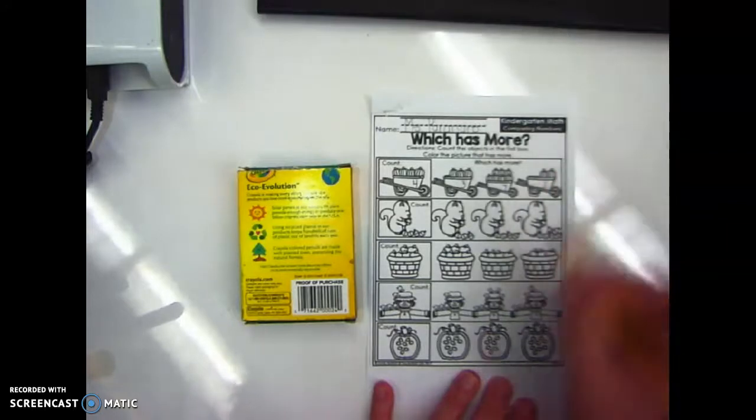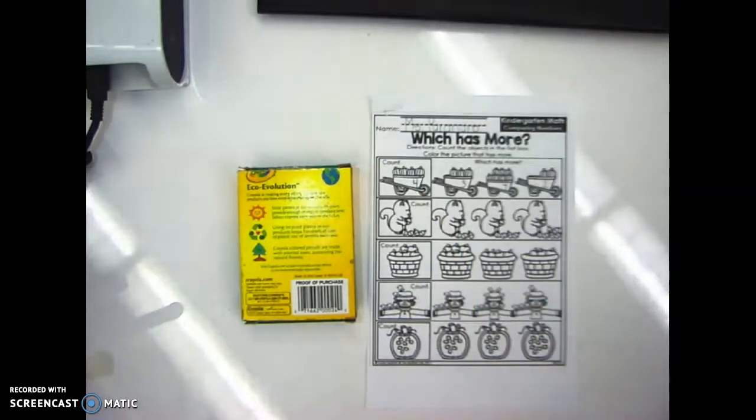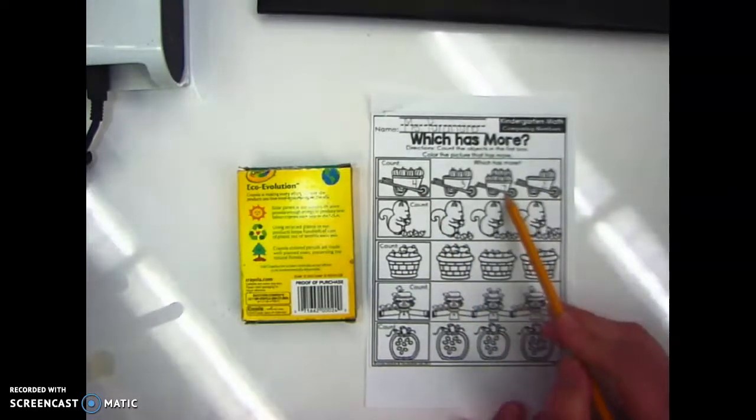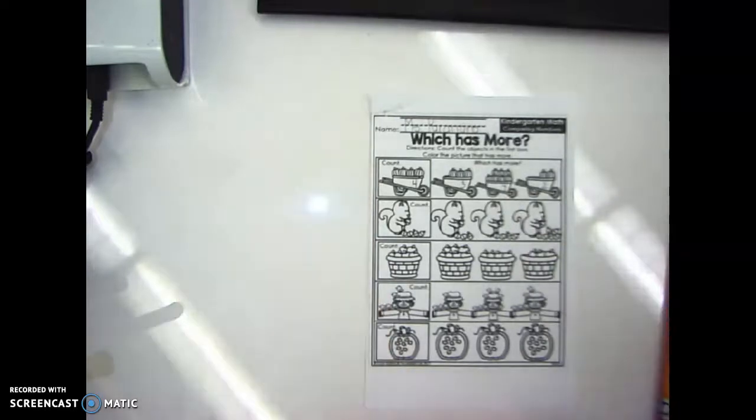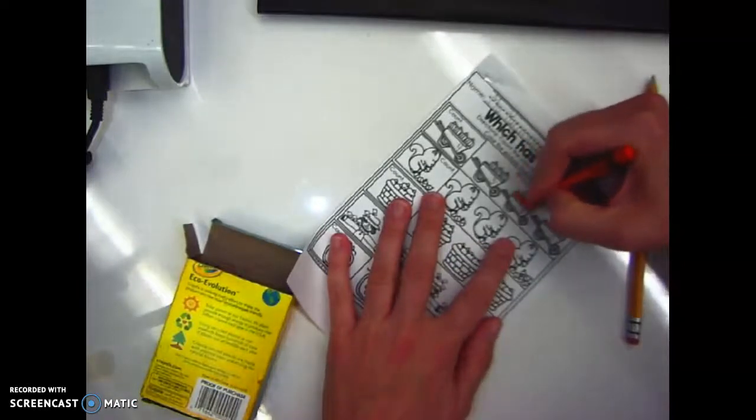Okay, so let's go back to that first one. I have 4. So 3, 7, 2. 7 is the bigger number. So there are 7 pumpkins in that middle one. I know I'm going to color 7 because 7 is more than 4. My greater gator would want to chomp up this group of 7.